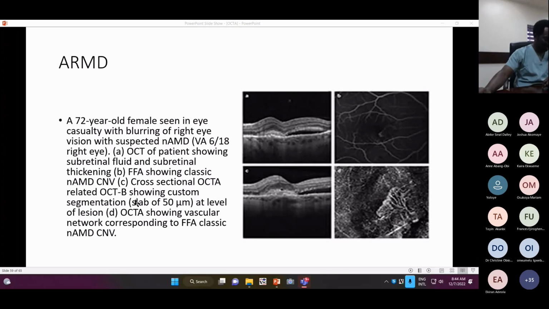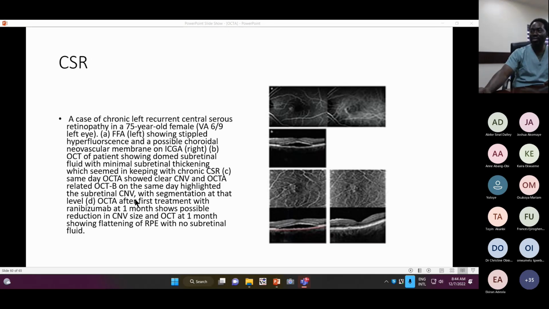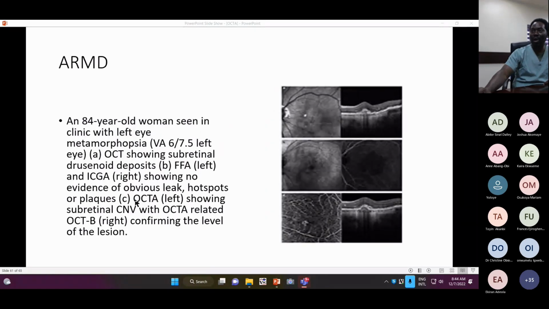And so there are other appearances that we can have, other than CSR, all other things that we can see more clearly on the OCT angiography. For instance, with this patient, there's some subretinal fluid and a hot spot, and you can see this area there, but definitely the OCT angiography shows you the choroidal neovascular membrane, and you can begin to plan to treat it.